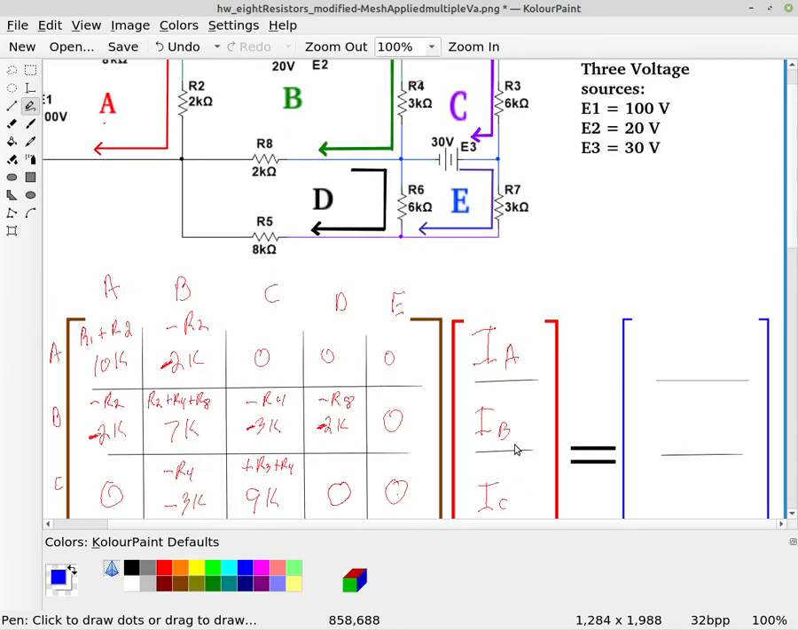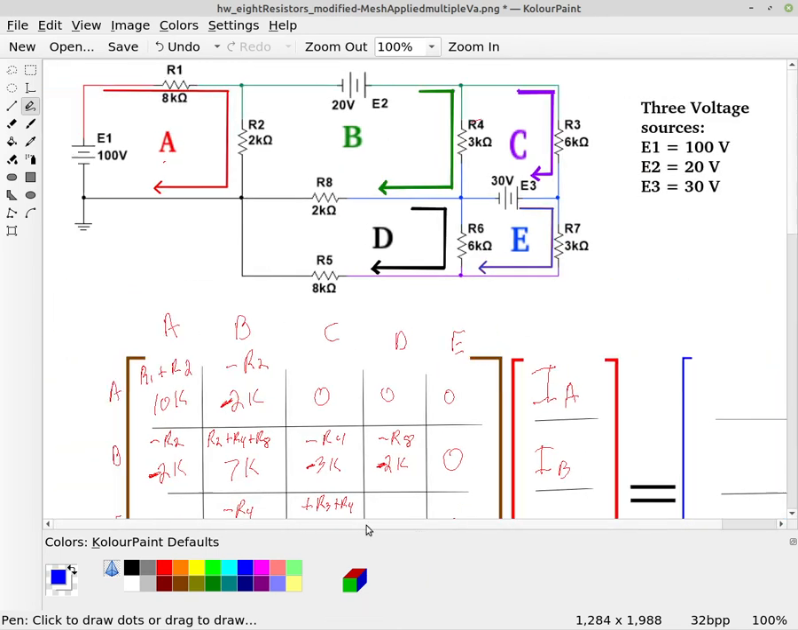We need to look at our voltage sources. Okay, so we have E1 only touches loop A. It does not touch any other loops, only loop A. And it is pushing, the positive is pushing in the direction that we declared the loop current. Now remember, the loop currents, we pick the initial direction of those. And so we always pick those to be clockwise.